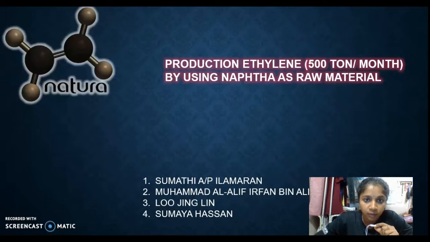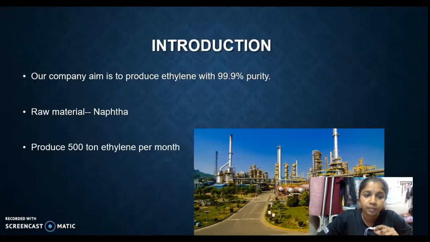Okay, the given title for us is production of ethylene 500 ton per month by using naphtha as raw material. Our company's aim is to produce ethylene with purity 99.9%. The raw material which we are using to produce ethylene is naphtha, to produce 500 ton of ethylene per month.